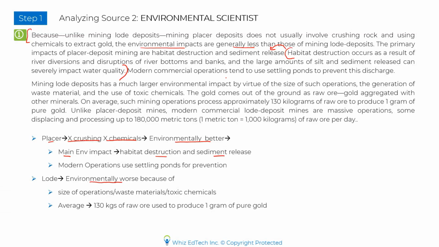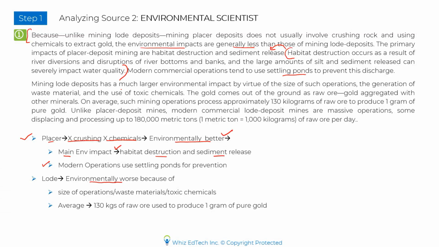Modern commercial operations tend to use settling ponds to prevent the discharge. Okay. So to prevent that sediment from spoiling the water quality. So I have just written down these three things. Placer, what it does not use, it's environmentally better, its main effects, and how settling ponds are used. That's all.